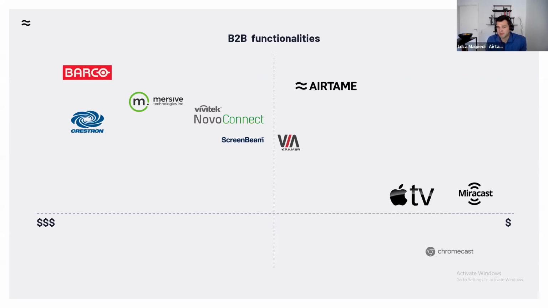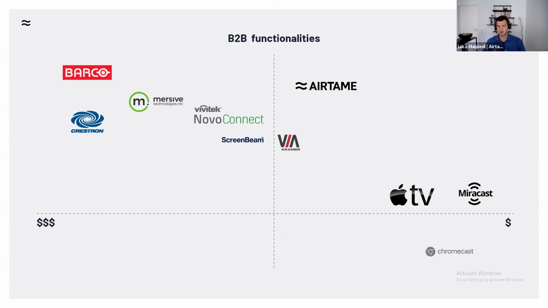Then we have B2B functionalities on the y-axis. It's a bit vague, B2B functionalities, but consider B2B functionality as being able to authenticate with an enterprise-grade network, being able to have native caching protocols, being able to have a remote management console, having signage capabilities, so forth.